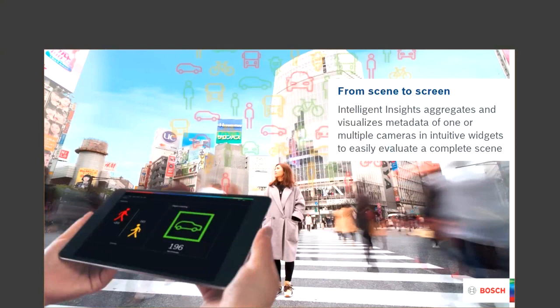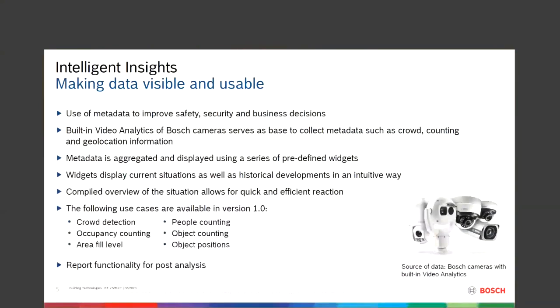And this metadata is not really used in the industry. We thought it was high time to change something about it, so this is why we decided to create Intelligent Insight. There are a couple of reasons for it to exist. First of all, metadata can improve safety, it can improve security, and it can provide you with the data which you may need to run your business better. So with all this metadata, you could also improve management, not just the security and safety domain.